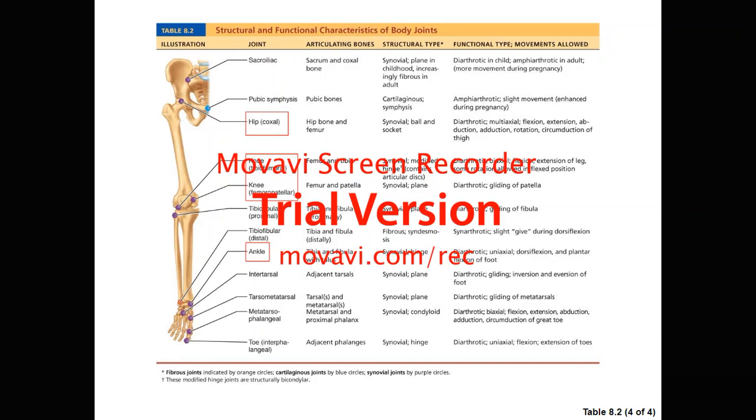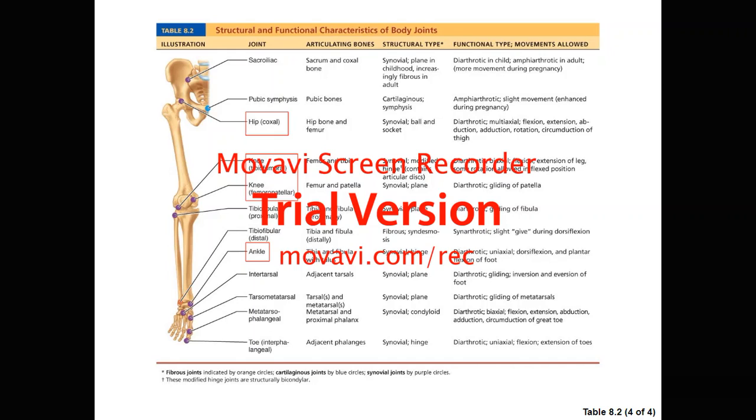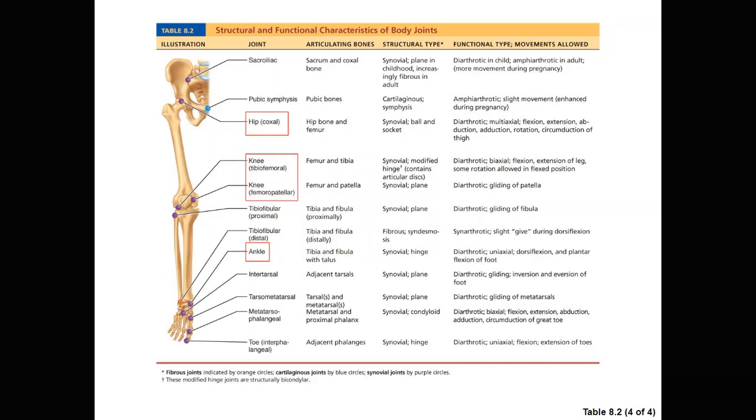It's still information that's also in your book. Just because of time constraints, we can't talk about every joint, but we went over examples of each one, and these just fall into those same categories of what we've already talked about. But again, it's in red, so you need to know the name of the joint, articulating bones, structural type, functional type, and movements allowed.